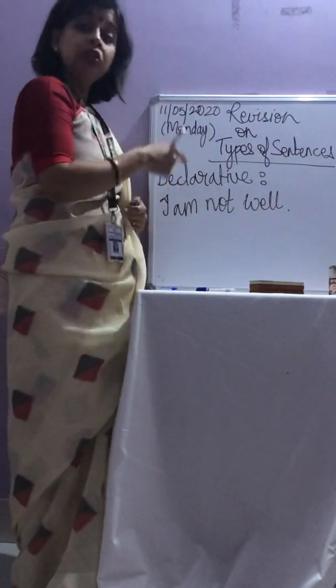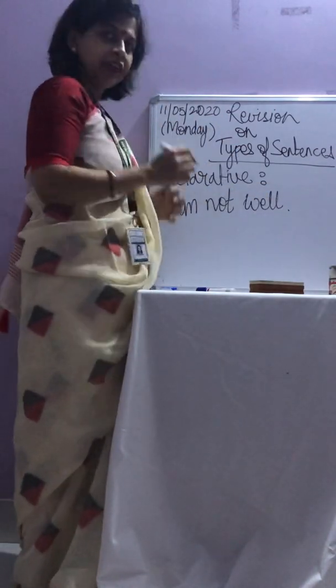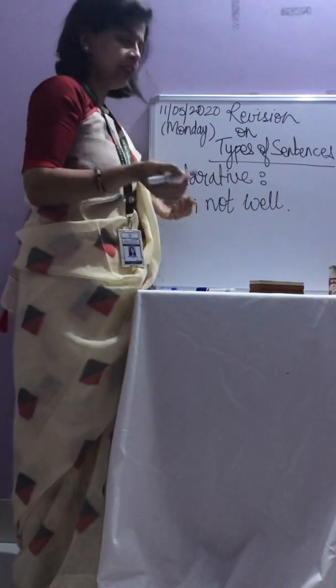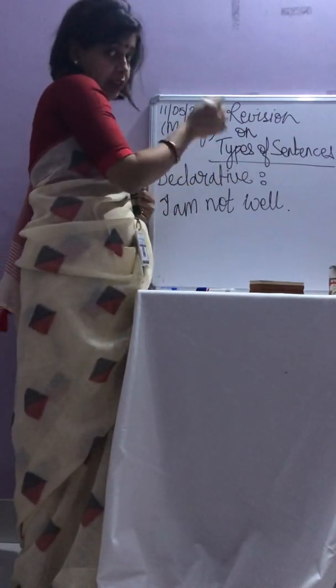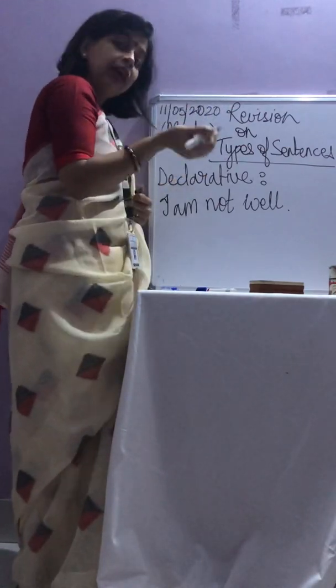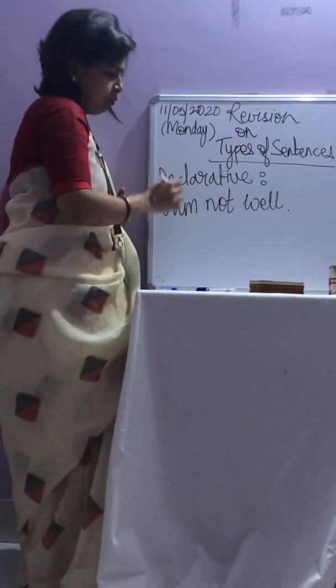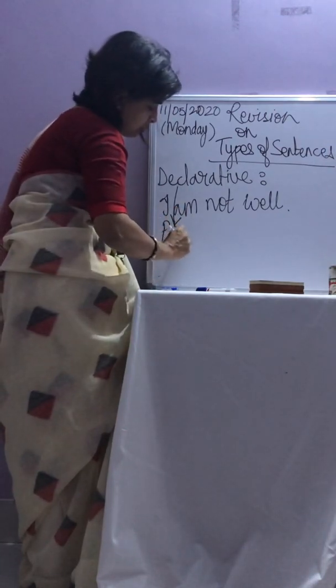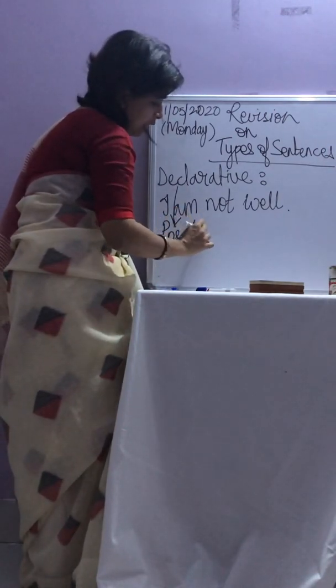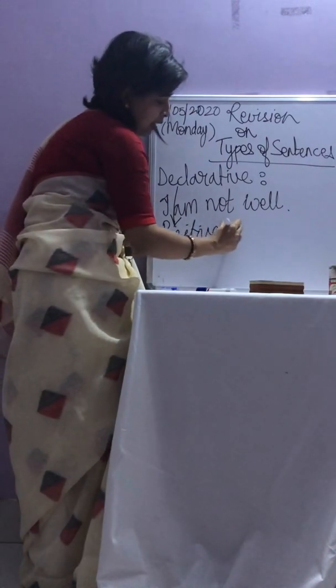I am not well. So it is declaring something, isn't it? It is telling, it is asserting. So it is also known as a declarative or an assertive sentence. Now, declarative again can be of 2 types, okay? Positive and negative.